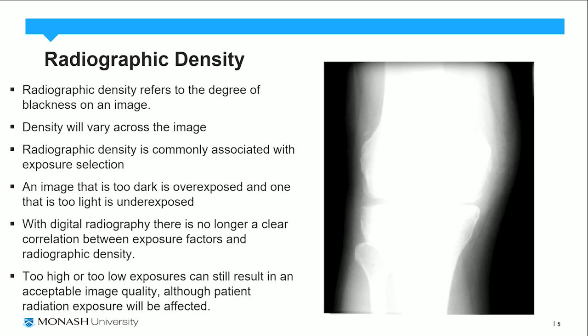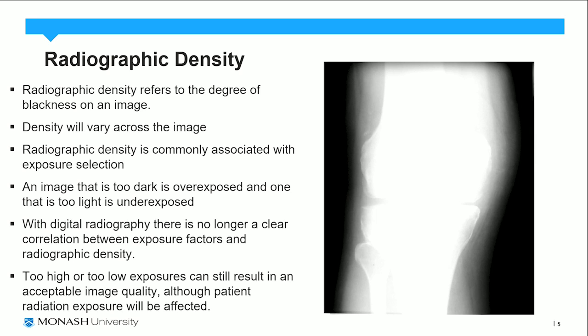Radiographic density refers to the degree of blackness on an image, and it will vary across the image. It is commonly associated with exposure selection. An image that is too dark is overexposed, and one that is too light is underexposed. When we look at the image of the knee here, we can see that it is too light, so it was underexposed.